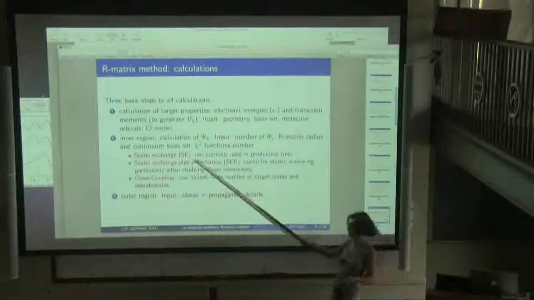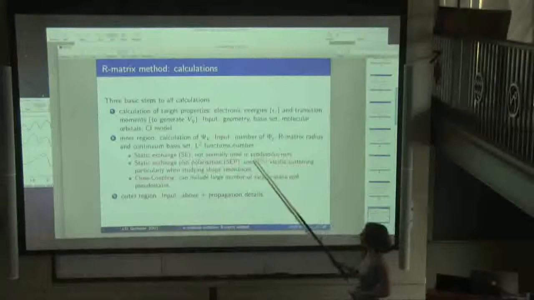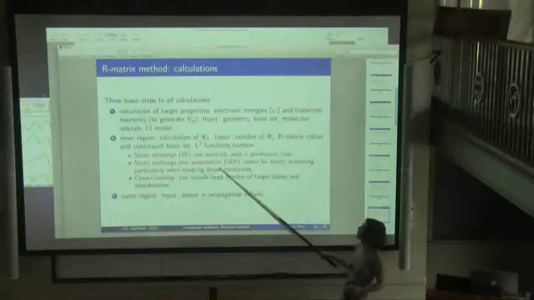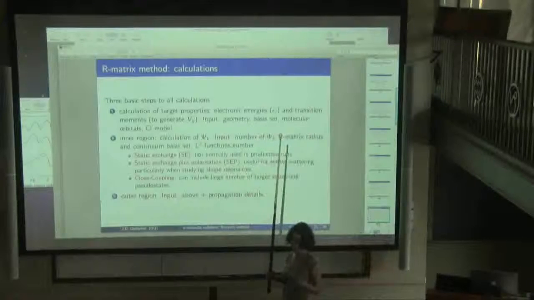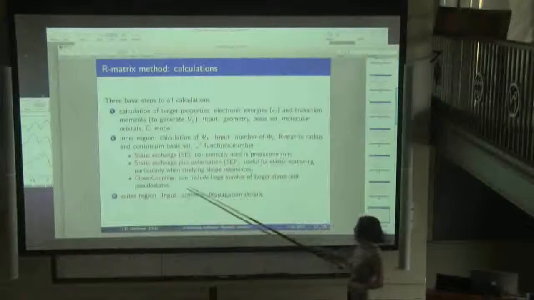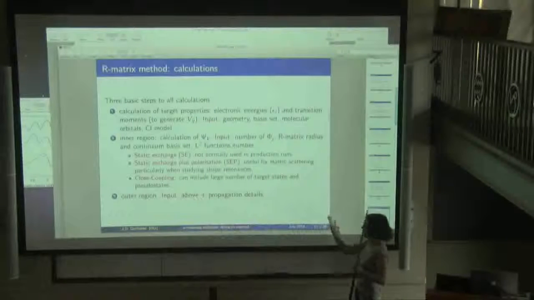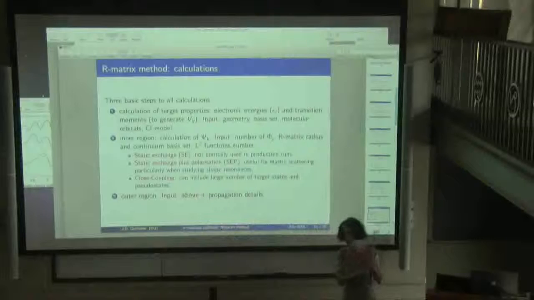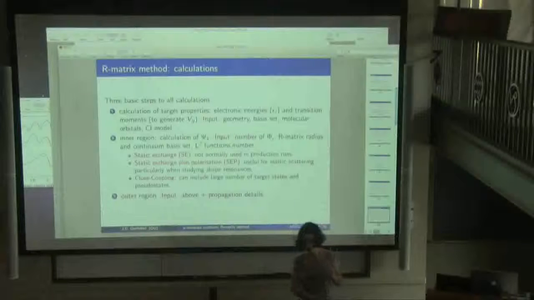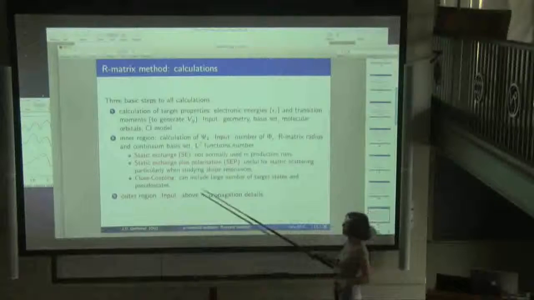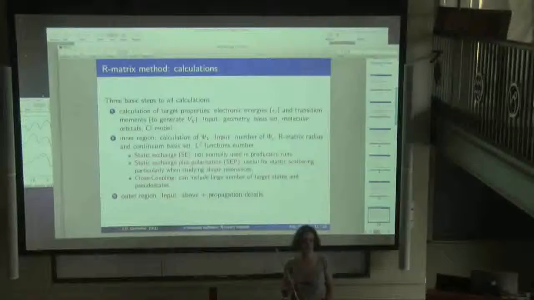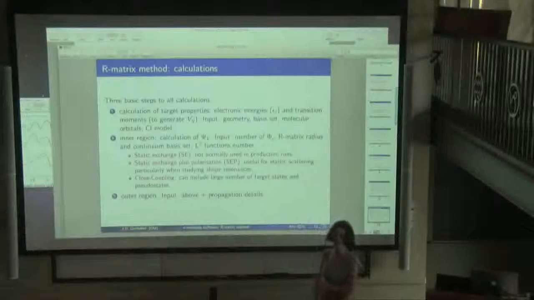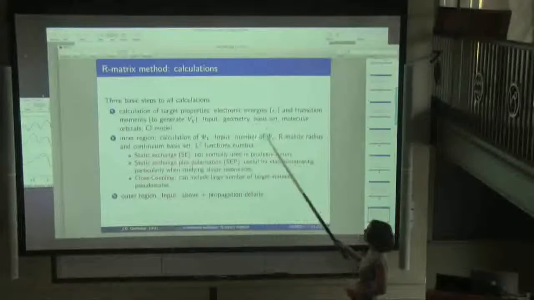We don't tend to use a static exchange approximation for production runs, for proper calculations, but we use both a static exchange plus polarization approximation, where basically only one electronic state, the ground state, goes into the close coupling expansion, and that's described at Hartree-Fock level. Or we use the close coupling approximation, and we can put in a large number of target states and pseudo states. I think we discussed before that you would expect the close coupling method, being more sophisticated, to give you better results. That's not always true. It depends quite strongly on the ingredients that you put in.